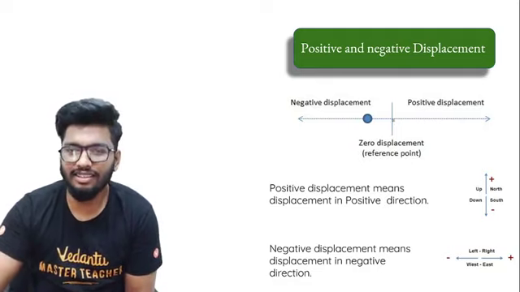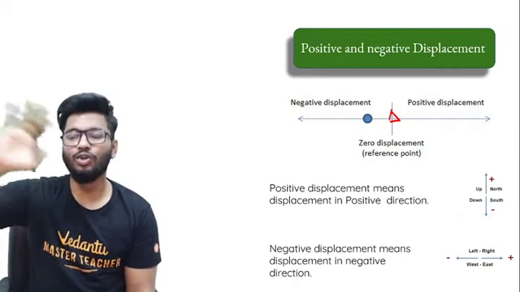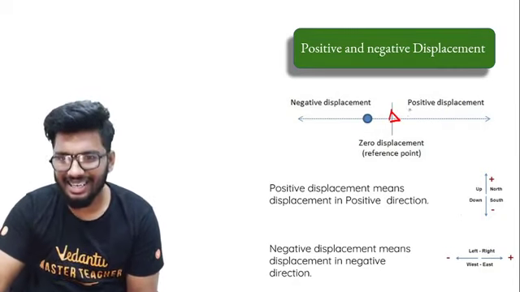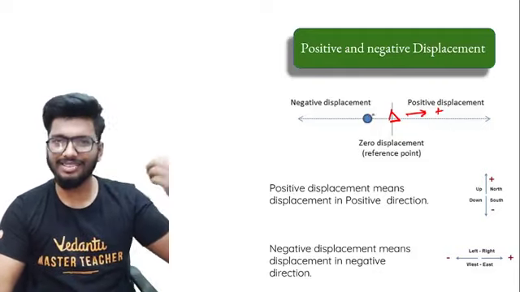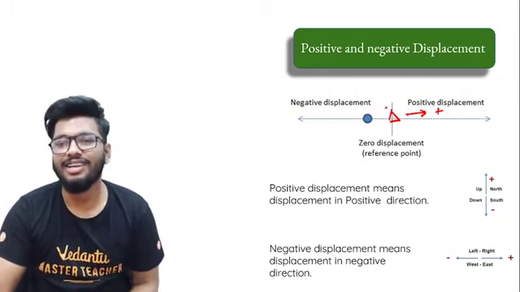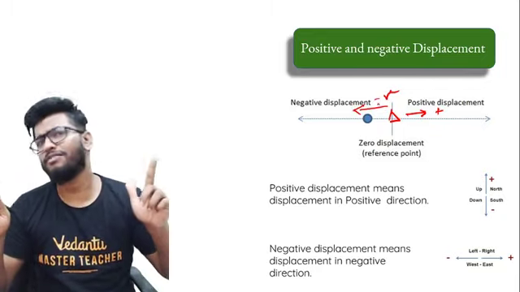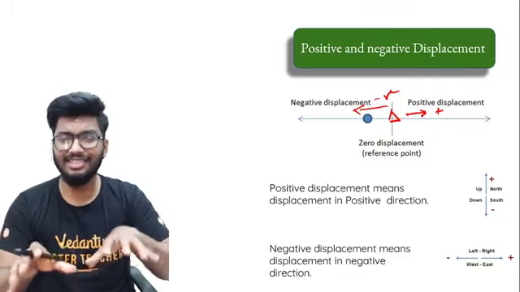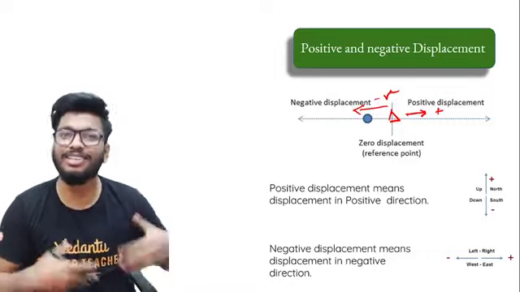So let's say that this is the starting point. If you're going towards the right hand side or towards the east, then it's taken as positive. If you're going towards the left hand side or towards the west, that is behind the initial position, that is taken as negative displacement. So that is one more thing you have to remember. And because of this, guys, displacement is a vector quantity, not a scalar quantity, because you consider the direction also.